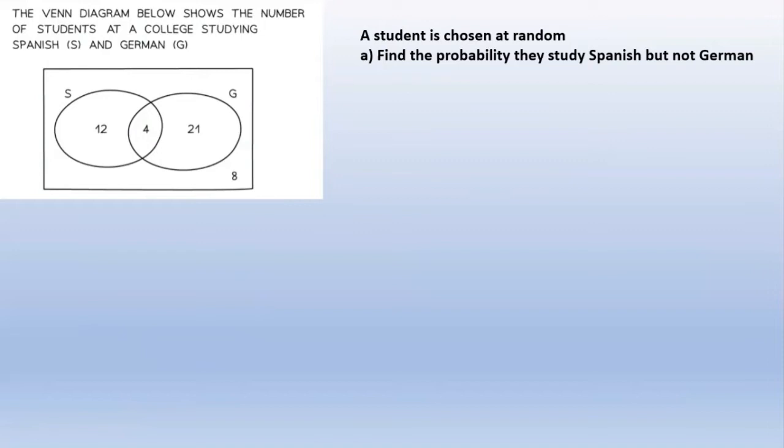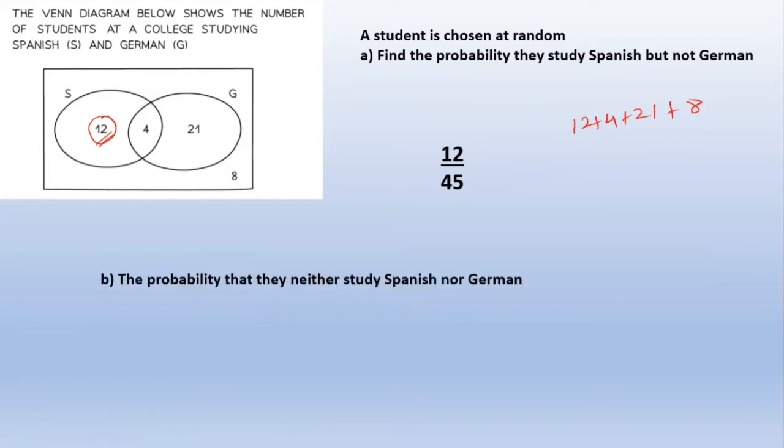Spanish but not German. So look at this Venn diagram. For Spanish but not German, the favorable outcome is going to be only 12, divided by total possible outcomes. So probability of an event is favorable outcomes for the event divided by total possible outcomes. This is how we get the probability that they study Spanish but not German as 12 upon 45. The 45 is the sum of 12 plus 4 plus 21 plus this 8, which do not study Spanish or German. Okay, got it?